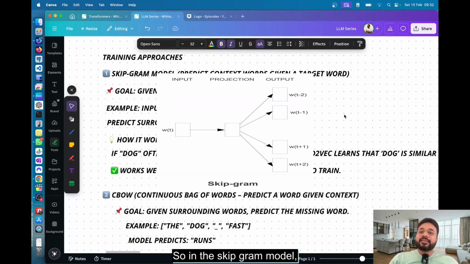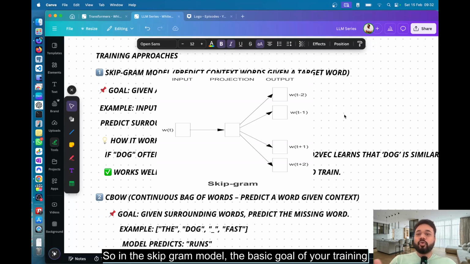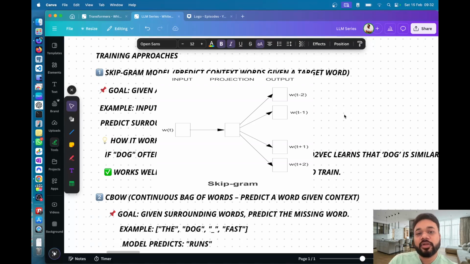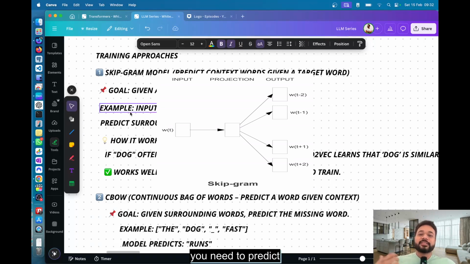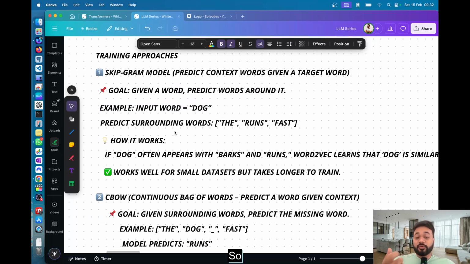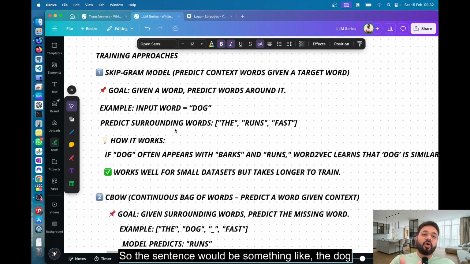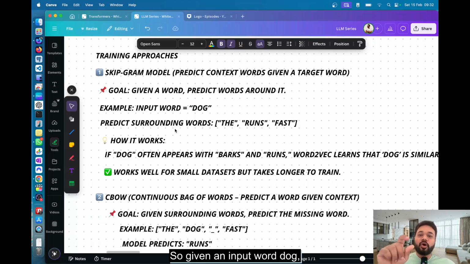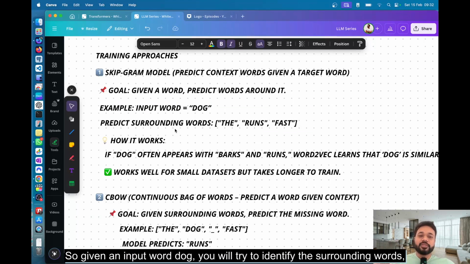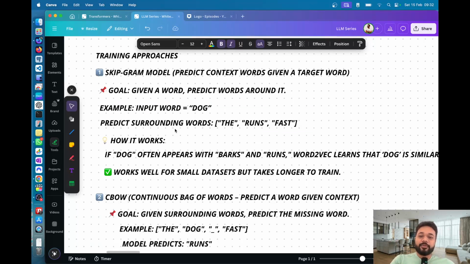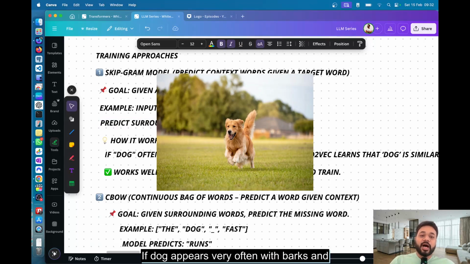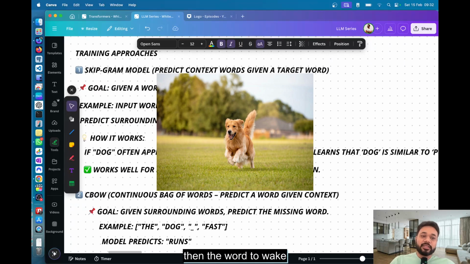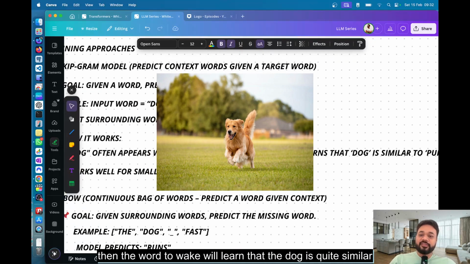So in the skipgram model, the basic goal of your training is that given a word, you need to predict the words which are around it. So for example, if I have an input word as dog, as you see in the example, you need to predict the surrounding words. The sentence would be something like the dog runs fast. So given an input word dog, you will try to identify the surrounding words, which are the, runs and fast, right? Now, how exactly does it work? If dog appears very often with barks and runs, then the Word2Vec will learn that the dog is quite similar to puppy, right?